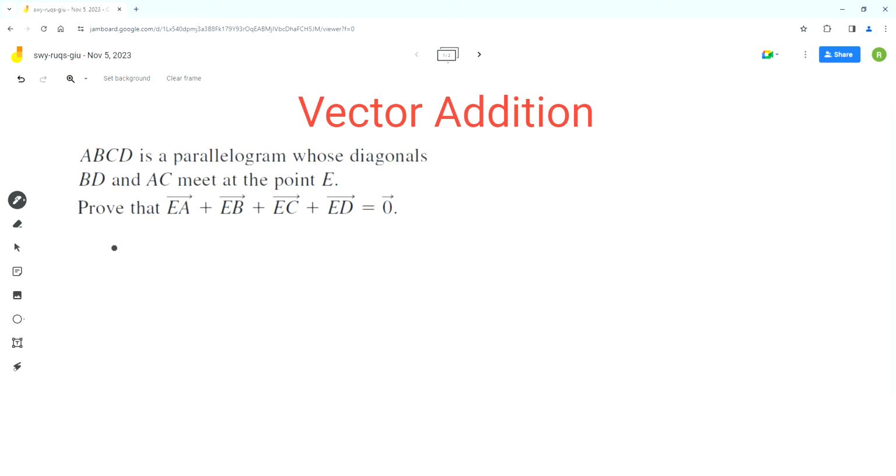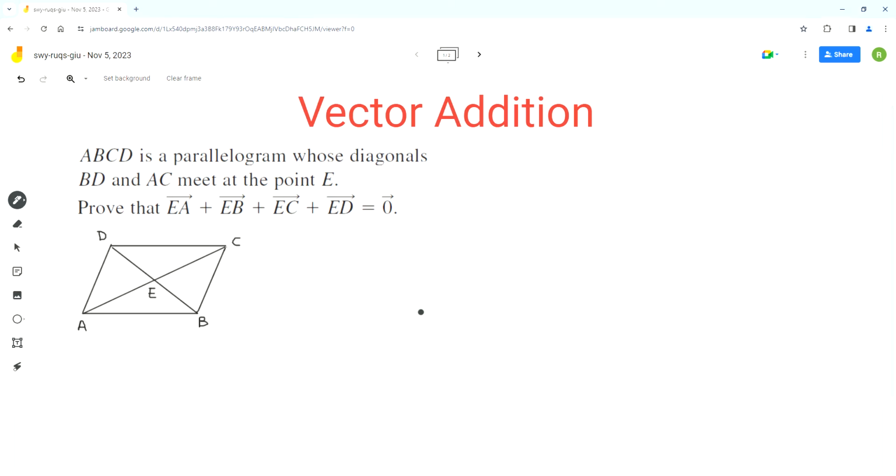So we should draw a parallelogram and label it as ABCD. So this is our parallelogram ABCD. So we can label this now A, B, and then C and D. And now we can draw the diagonals AC and BD. And these two diagonals meet at point E. So this point of intersection is E.